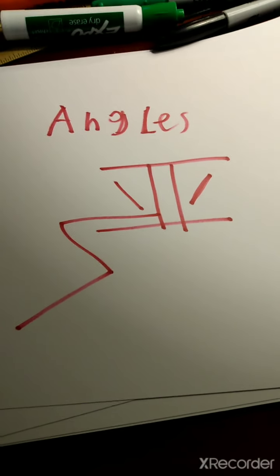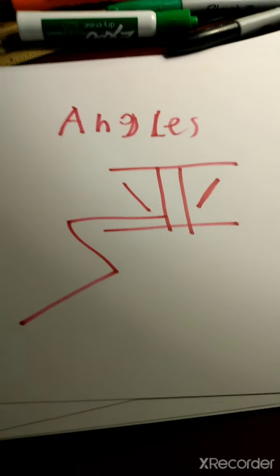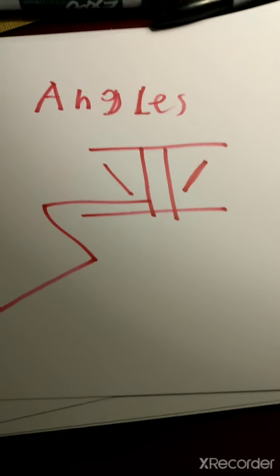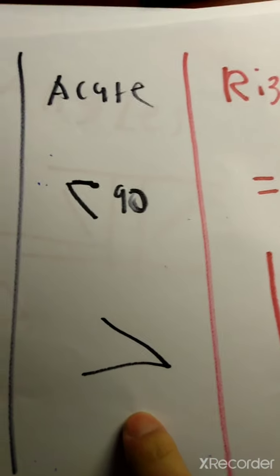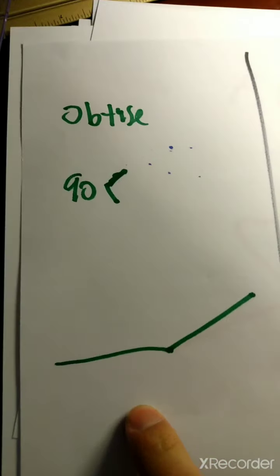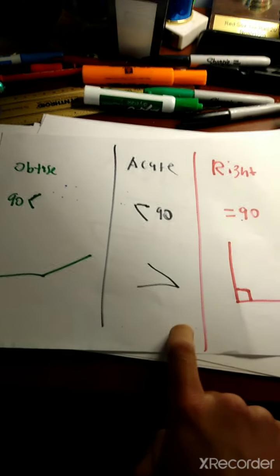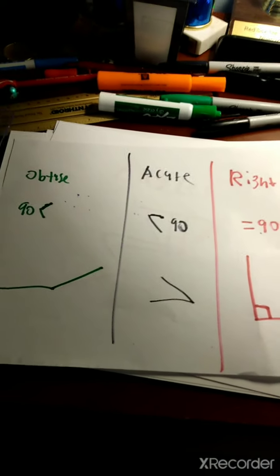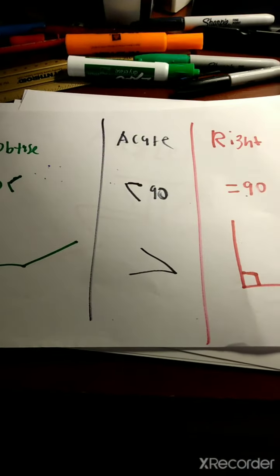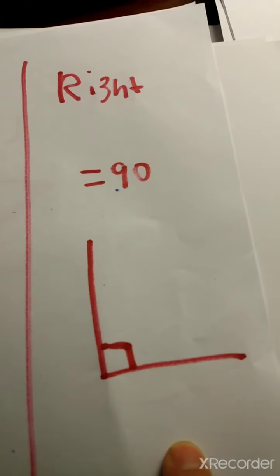There are 3 different types of angles that we're going to be reviewing. There are right angles, acute angles, and obtuse angles. You would commonly find these angles in real life, around you. So, let's start with right angles.